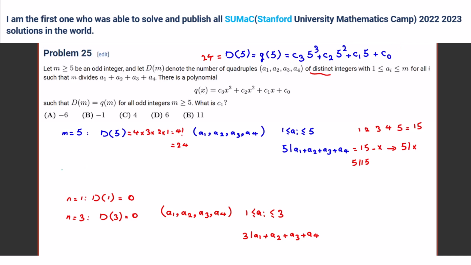Okay, now let's try to calculate d7 to see what it is. And then if you can find the general form of d of m, it will be easier to find c. So try to find what d7 is, okay? Okay.